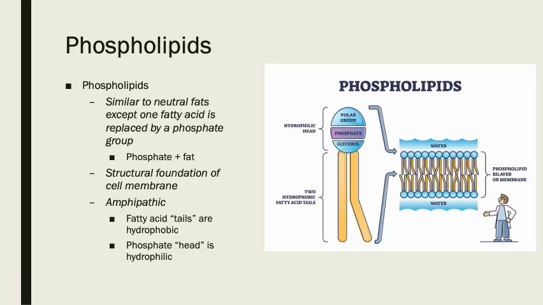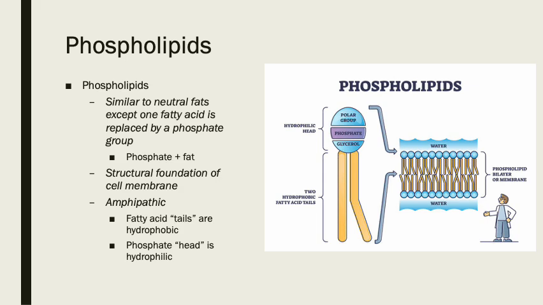All right, phospholipids. These are really important because these make up our cell's membranes. Every cell in our body has a membrane, and it's made with a phospholipid bilayer. We're going to talk a lot about phospholipids next week when we talk about the cell membrane. But for now, you need to know that a phospholipid is very similar to the neutral fats, except instead of just being fatty acid, there's a fat and a phosphate group together. So it's a phospholipid because it's a phosphate and a fat. Like I said, these are your structural foundation for your cell membrane. And they're amphipathic, meaning that they have a hydrophobic and a hydrophilic portion.